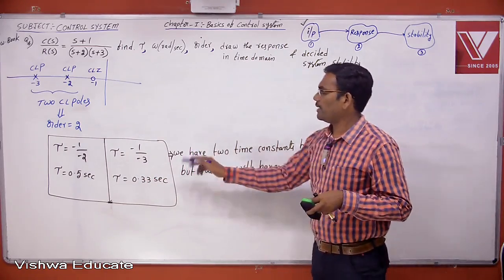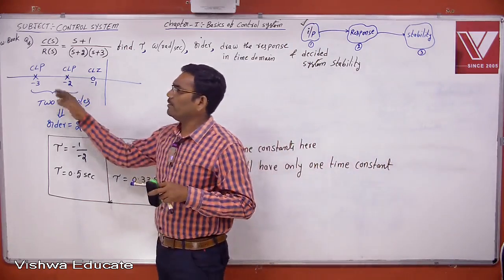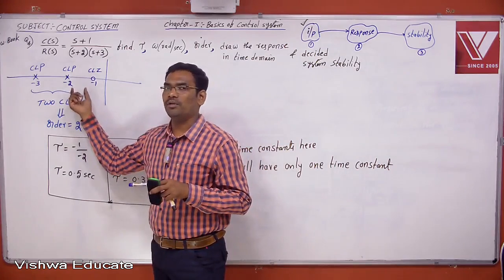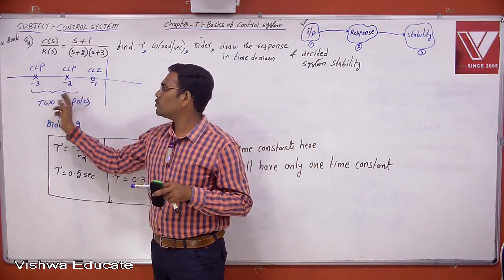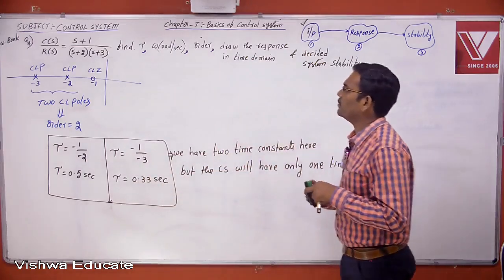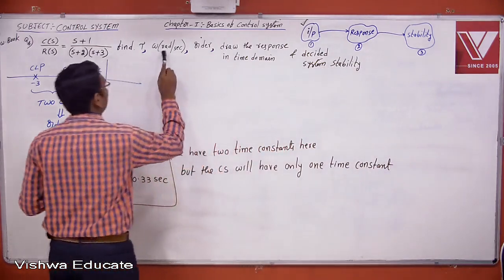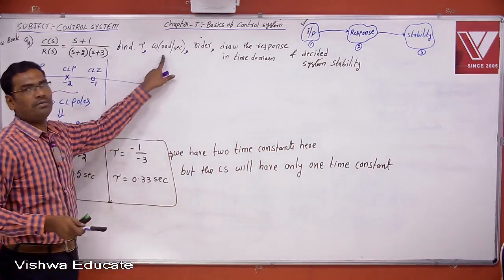So for getting one time constant, what should be identified? We want to eliminate one pole and consider only the other pole. But here both are closed loop poles, and both are important. We will see how to find only one single time constant. And one more thing here is the frequency of oscillations.